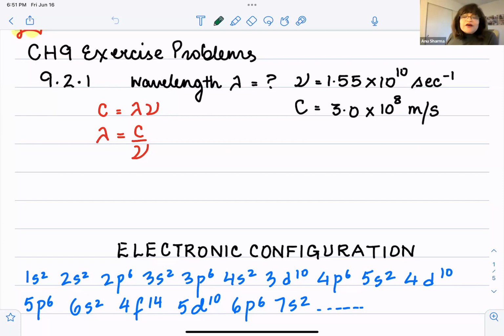So anyway, here we have this problem 9.2.1. This is the exercise problem. And here we need to find the wavelength. We are given the frequency and we are given the speed of light.